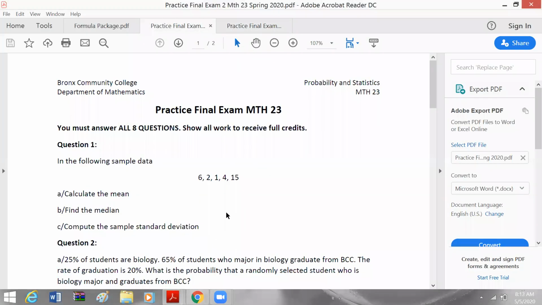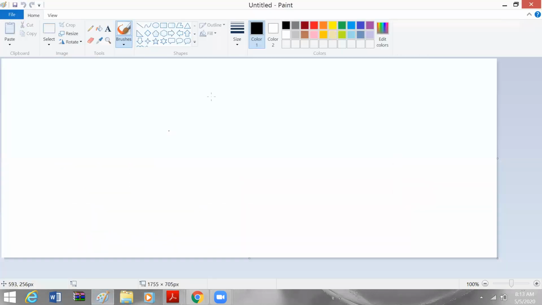The final exam will be very similar to that. So let's say question number 1, we compute the mean, the median, and a sample standard deviation. That will be the first question that we will see on the final exam for sure, 100%.